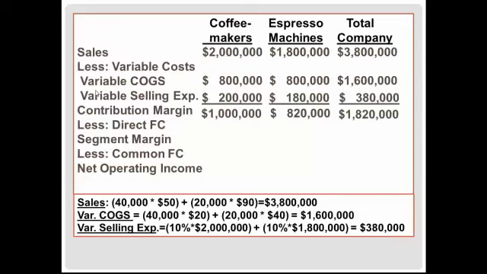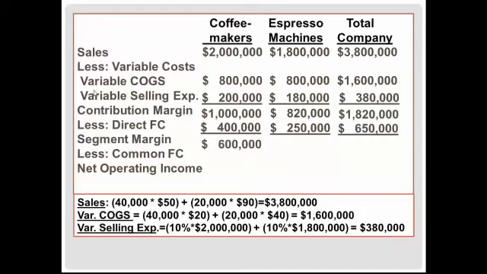Remember that we were told that $400,000 of fixed costs would not exist if coffee makers did not exist. So this means that those are directly associated with coffee makers, because by definition, a direct fixed cost exists because the segment exists. If you stop making espresso machines, you would save the $250,000 of direct fixed cost. So the direct fixed cost totals $650,000.